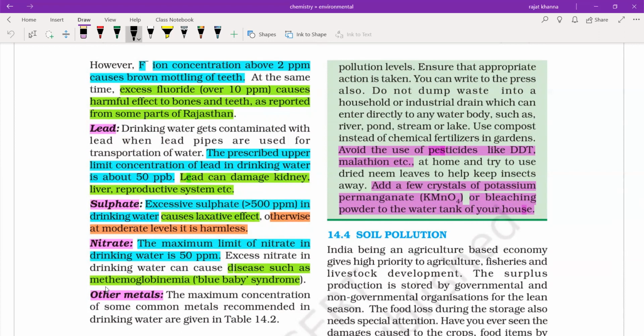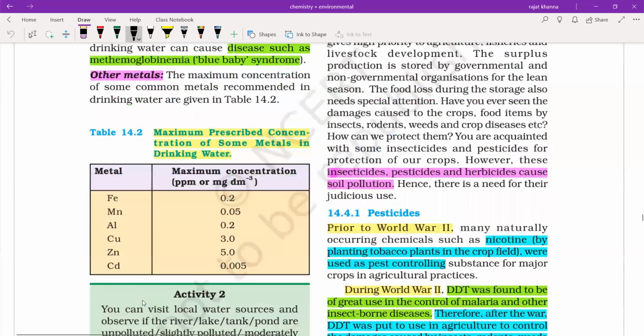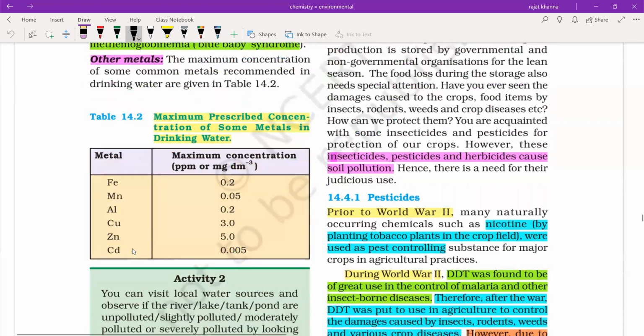Diseases such as methemoglobinemia, also known as blue baby syndrome, are caused by it. Other metals: now, the maximum prescribed concentration of some metals in drinking water: iron, manganese, aluminum, copper, zinc, and cadmium.